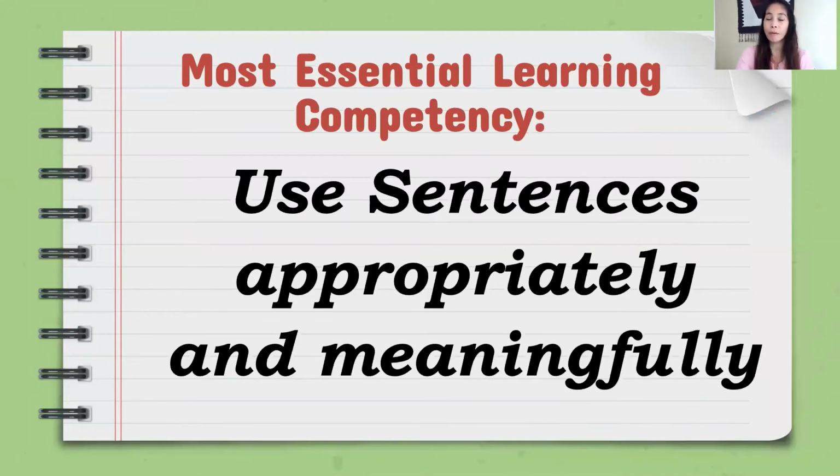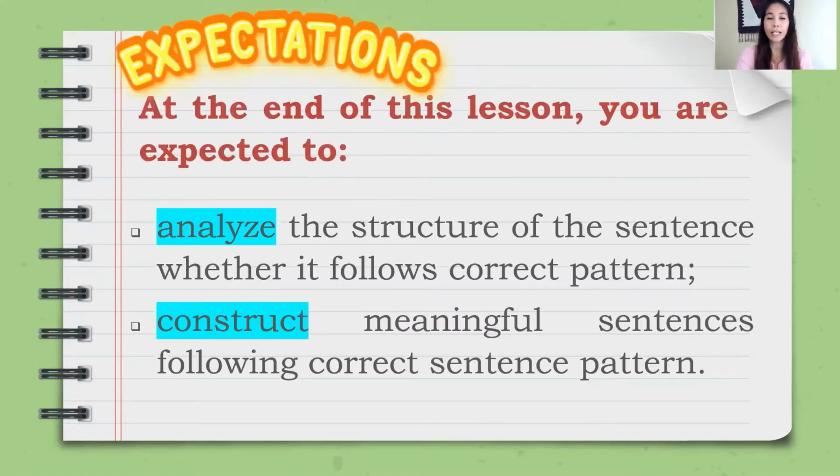Before we review, let me remind you that the basic essential learning competency that is expected of you is how to use sentences appropriately and meaningfully. And what are the expected skills that you should learn for today? We have two. Number one, analyze the structure of the sentence, whether it follows the correct pattern. Number two, I'm expecting that you can construct meaningful sentences, and of course, with the correct pattern of the sentence.